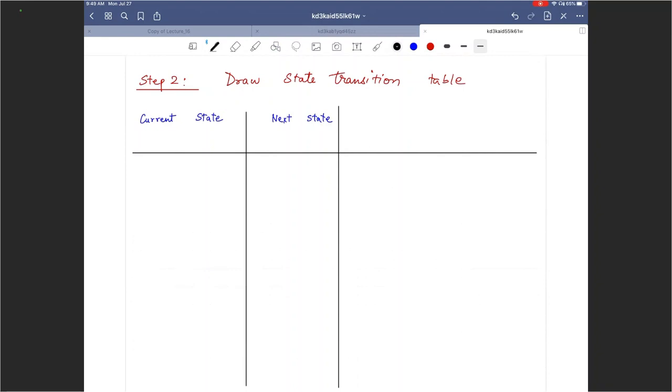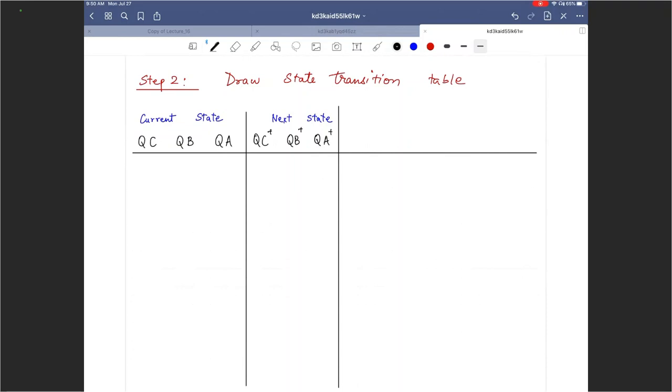Let's say I have 3 states, so I will use QC, QB, and QA. QC, QB, QA are indicating the outputs of the 3 JK flip-flops. And then I have the next state to go to: QC plus, QB plus, and QA plus. So after an active edge of the clock, the current state becomes the next state. QC becomes QC plus, QB becomes QB plus, QA becomes QA plus.